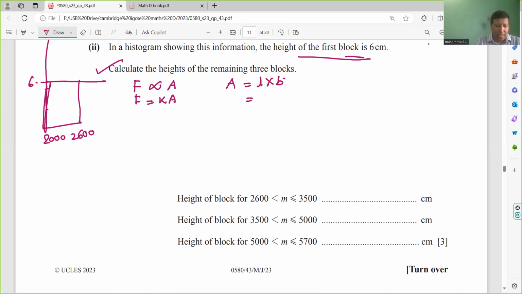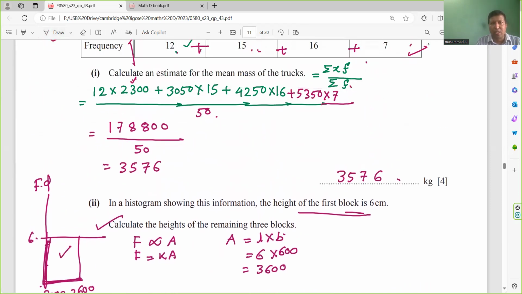Here the height is the length, and the breadth is the width of the first block, the subtraction of the two interval ends. So 2600 minus 2000 is 600. So 6 times 600, that is 3600, is the area of the first block. Now the first block frequency is 12.